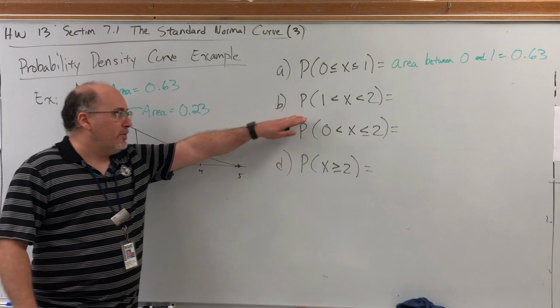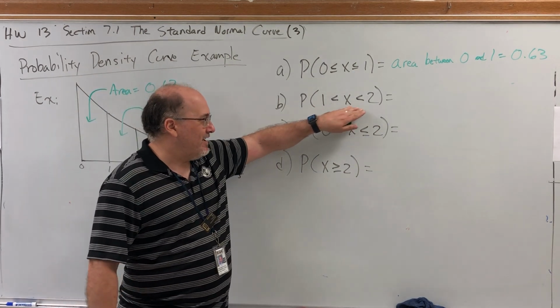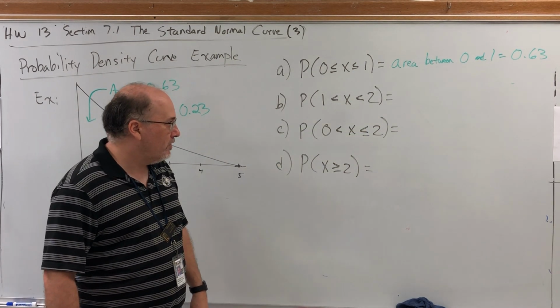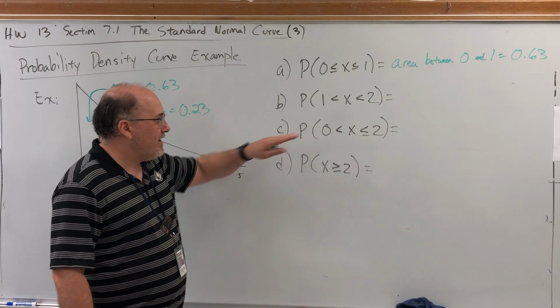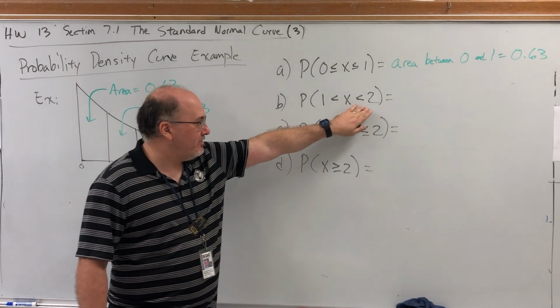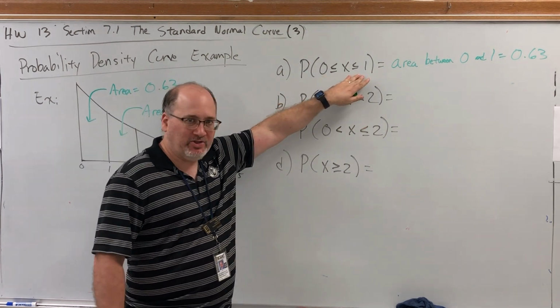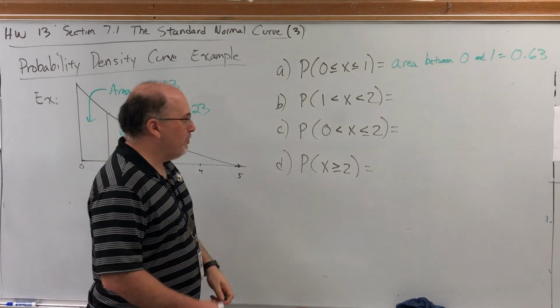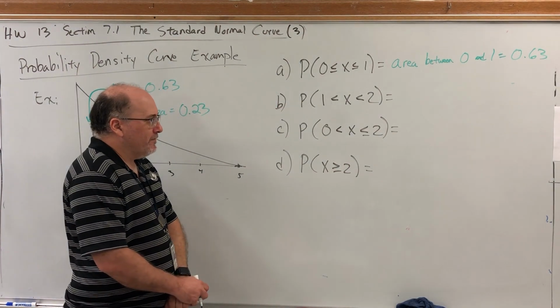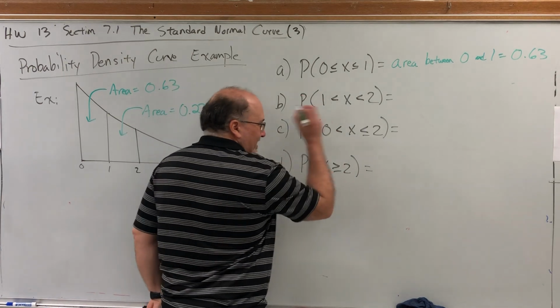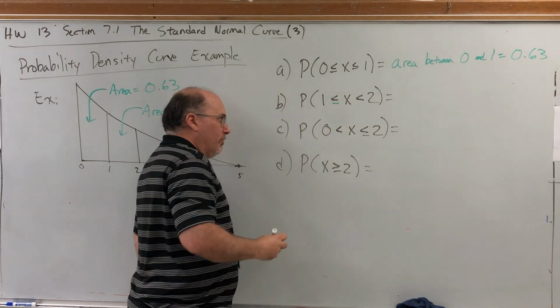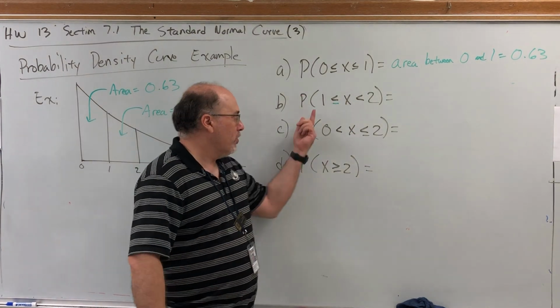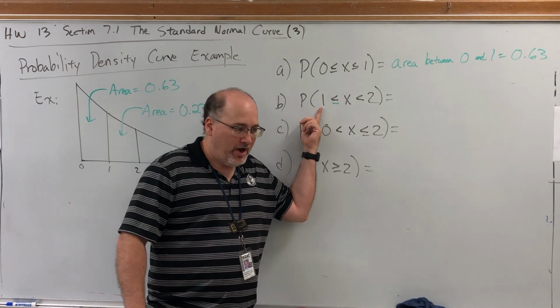Part B, the probability that 1 is less than x is less than 2. Now you may be wondering why in this one I put less than, but in the previous one I put less than or equal to. It's to make a point. The only difference between the two symbols is that if I put or equal to under it, that just means that we're going to include the value of 1.